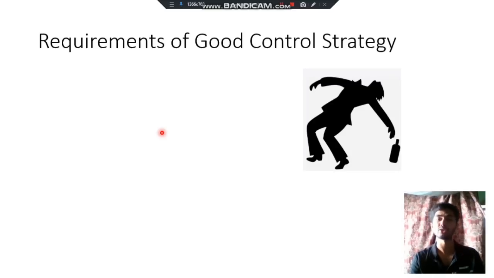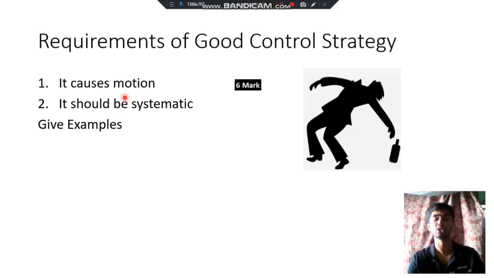Next, we have the requirements of a good control strategy. Here you have to remember an alcoholic person. Here the alcoholic person is drunk, so he is not able to move forward or backward also. Okay, so it causes some motion. It should cause a motion. That is a good control strategy. The drunk person does not cause a motion, he will be standing there itself and trying to reach his goal.